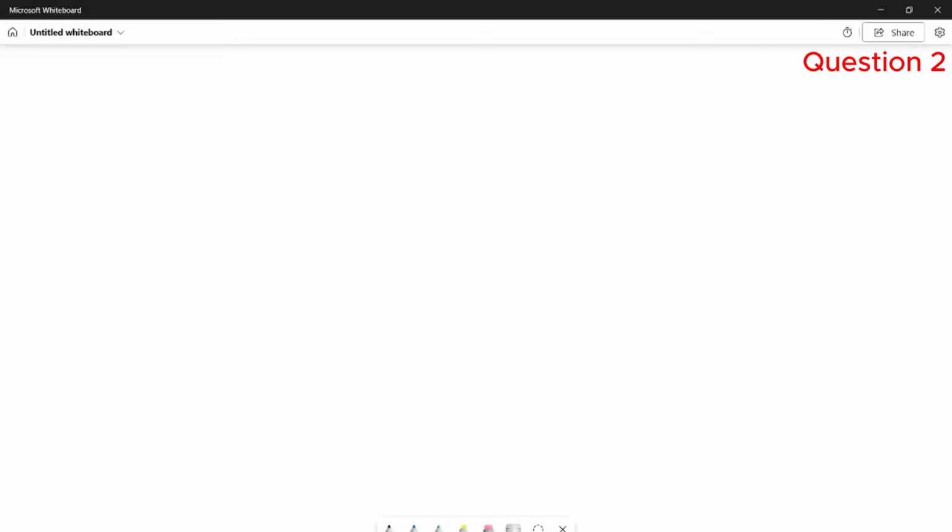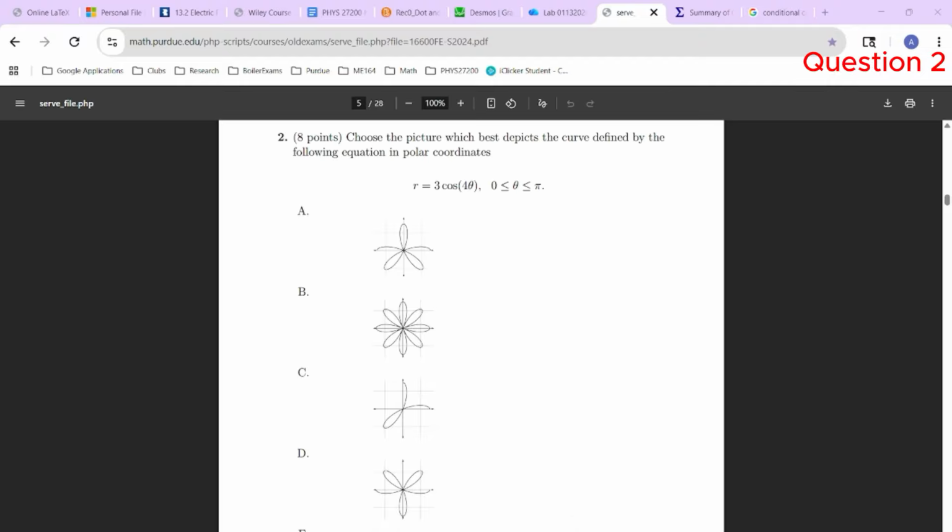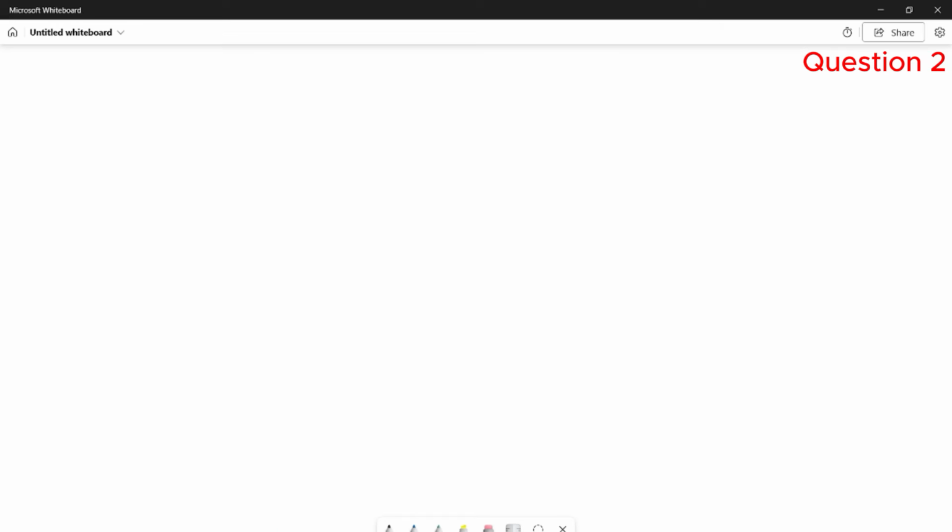Okay, welcome back to question 2 of MA 166, spring of 2024 final exam. We're going to be looking at question 2 today. Choose the picture which best represents the curve defined by the following equation in polar coordinates: r equals 3 cosine of 4 theta, between 0 and pi for theta. So I'm going to quickly write everything out on this whiteboard. We have r equals 3 cosine of 4 theta, with 0 less than theta less than or equal to pi.